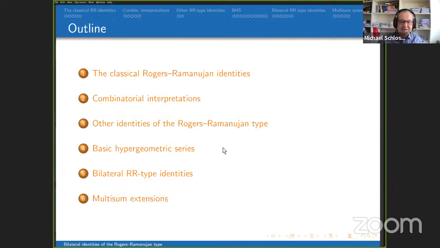You will see the Jacobi triple product identity, and then you get a feeling what it means to have bilateral extensions of identities. And then I will show you Watson's proof of the Rogers-Ramanujan identities, and that will be extended. And with the help of that, you're able to prove bilateral extensions of those identities. So that will be towards the end of the talk, in the second part of the talk. And in the end, I will also show you some multisum extensions, if there's time. Okay.